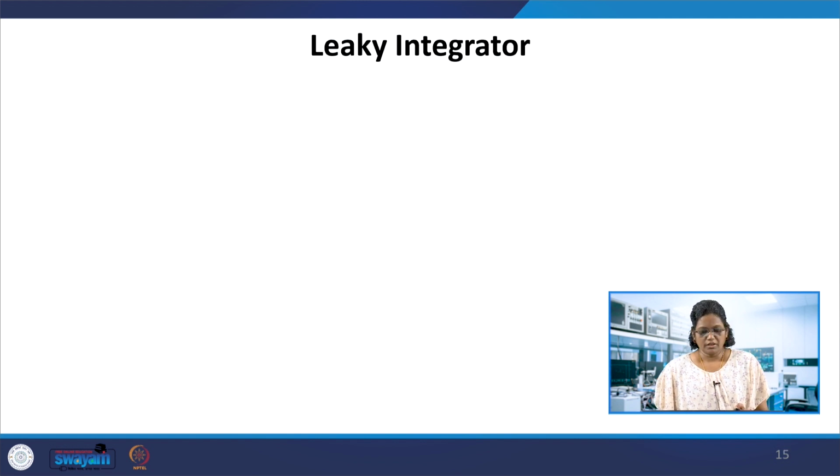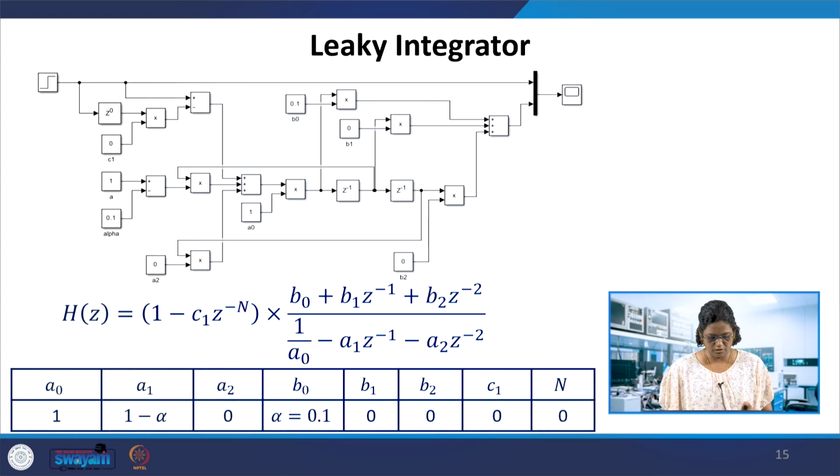The leaky integrator is the next one. For this particular generalized transfer function, you have the coefficients A0 is 1 and A1 is 1 minus alpha. Here alpha is taken as 0.1. So this is A1, and then A2 is made 0, B0 is alpha, 0.1, and similarly B1, B2 here, and then C1 is 0. The comb filter part does not come into the picture in this case.